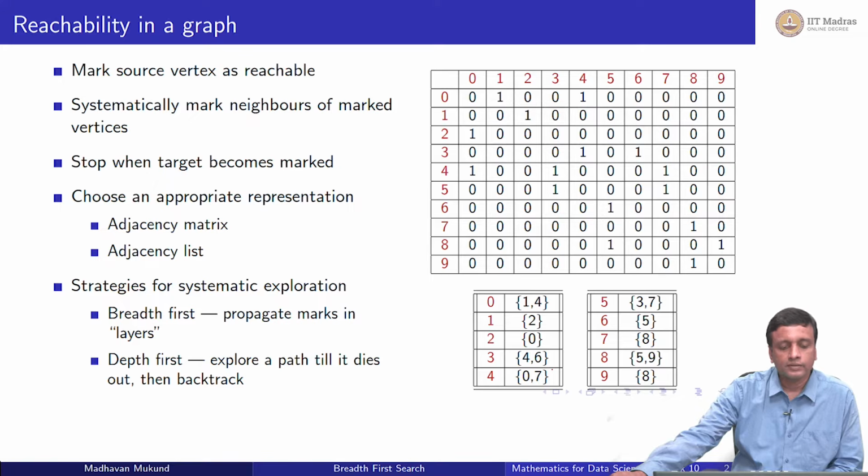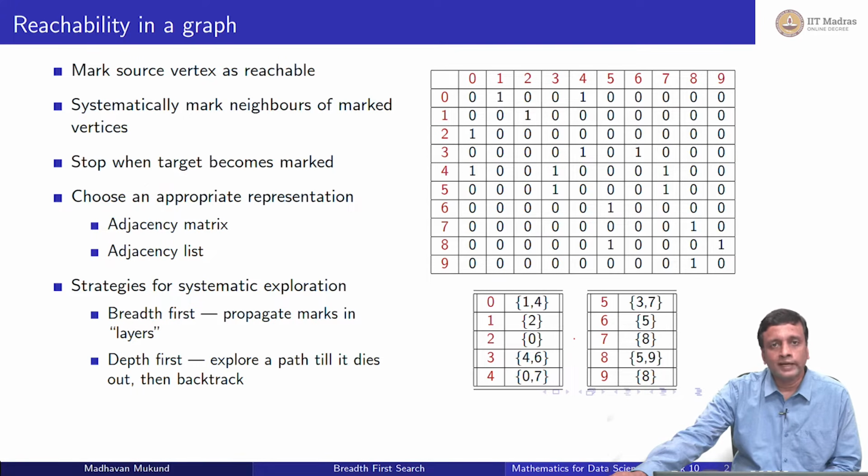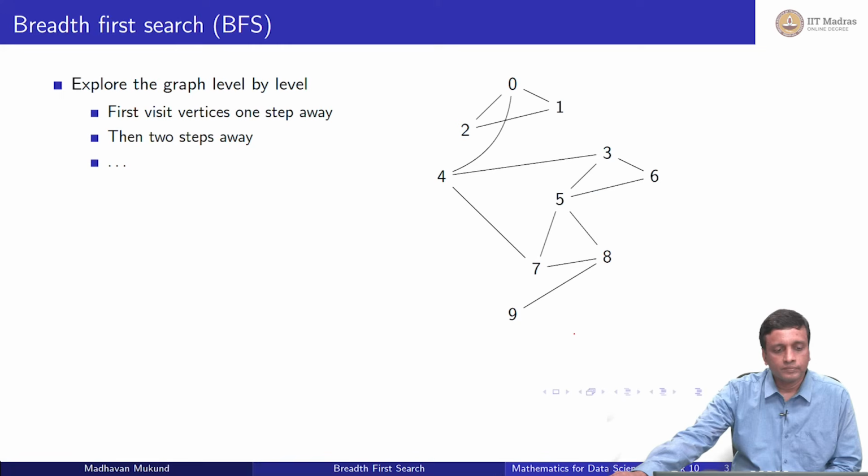So what we are going to look at now is the second part of the story, which is, having represented the graph in this way where we can manipulate it, how do we actually systematically explore the graph? We did a kind of ad hoc exploration last time using the adjacency matrix, but this time we want to do it systematically, and there are two systematic ways to do this. One is called breadth first and one is called depth first. First we will look at breadth first.